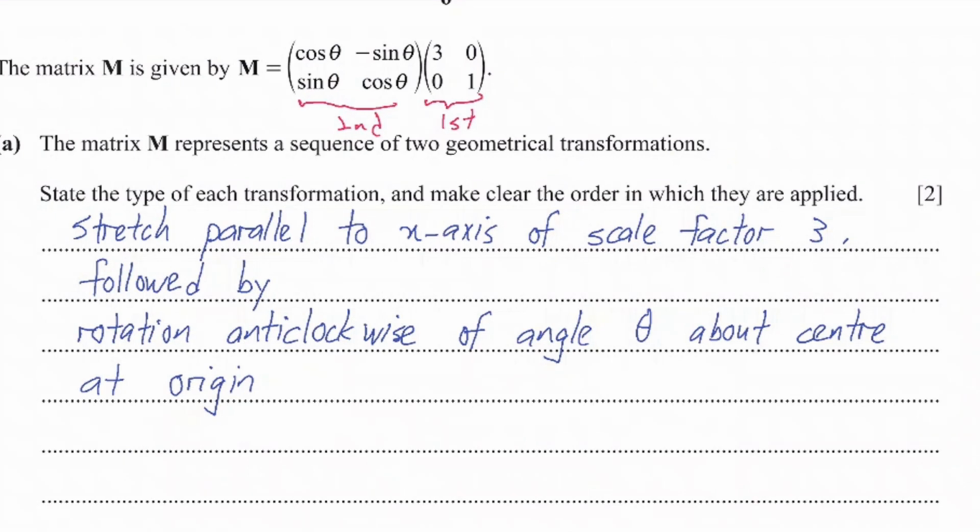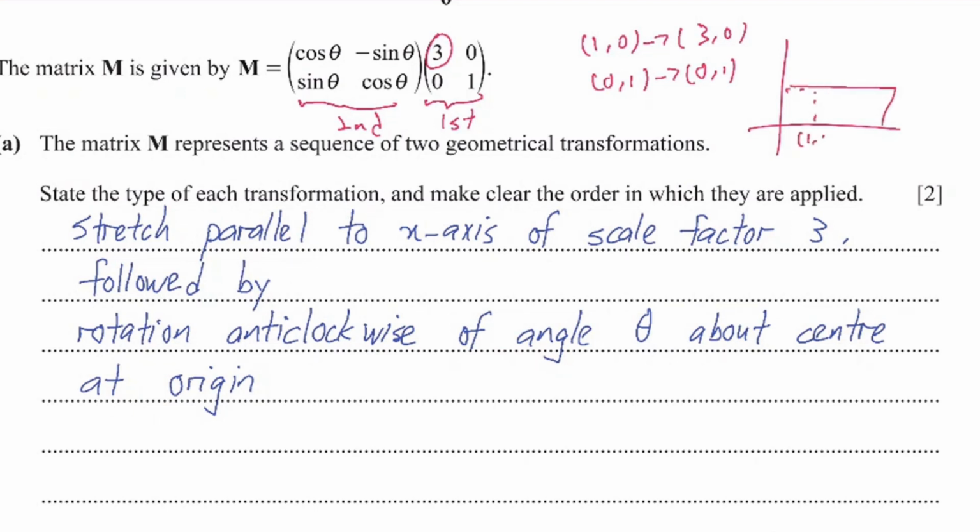So for each type of transformation here, we need to identify. The first one is a stretch because of the 3 here. So in this case, from 1, 0, it becomes 3, 0. And for 0, 1, it still stays as 0, 1. So this is the stretch. Okay, so it's a stretch in the x-axis, or we say parallel to the x-axis, and we need to mention the scale factor. Okay, and then the order is important.